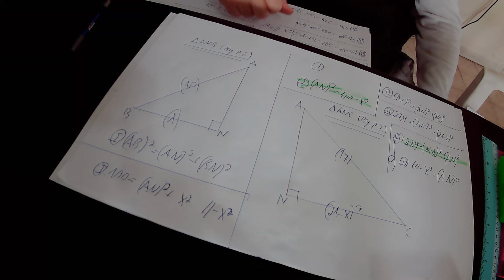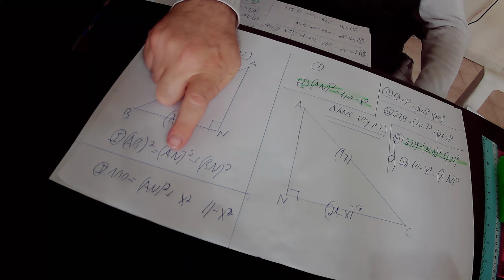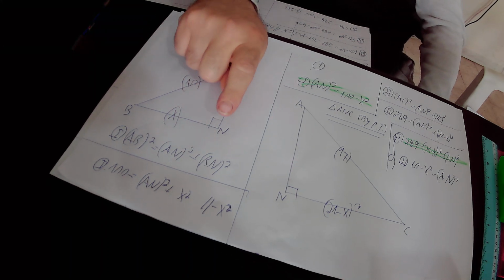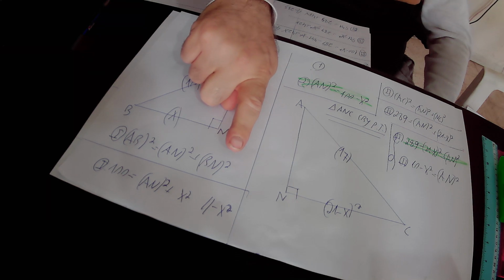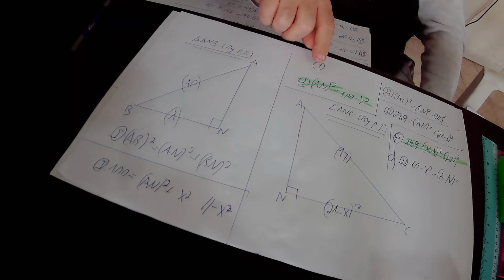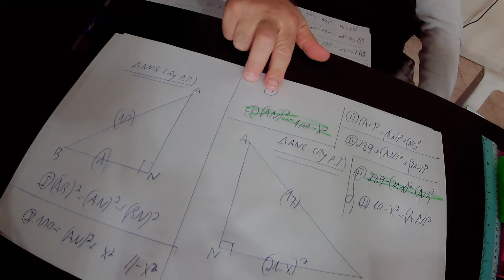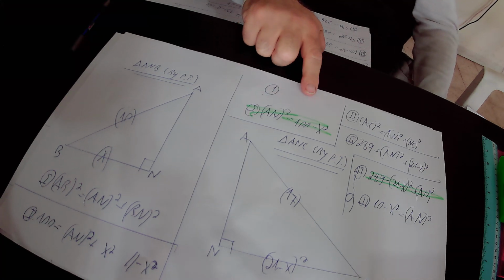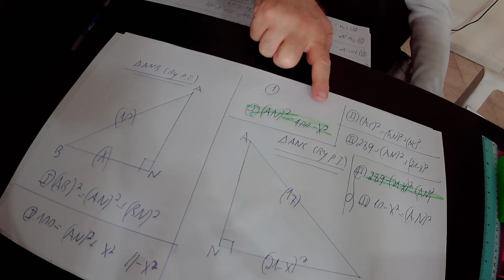So according to equation 1, 100 equals AN square plus X square. Here we subtracted X square from equation 1, and finally found that according to equation 1, AN square equals 100 minus X square.